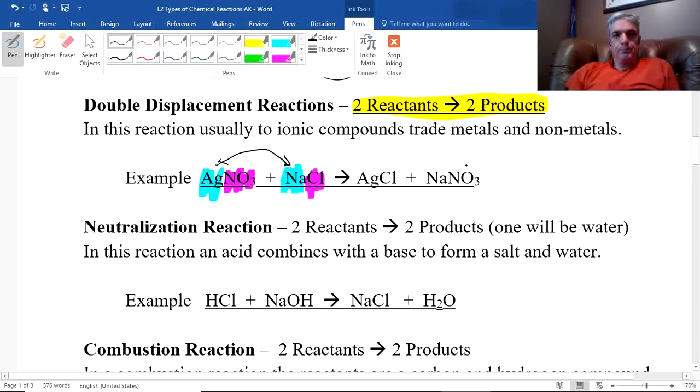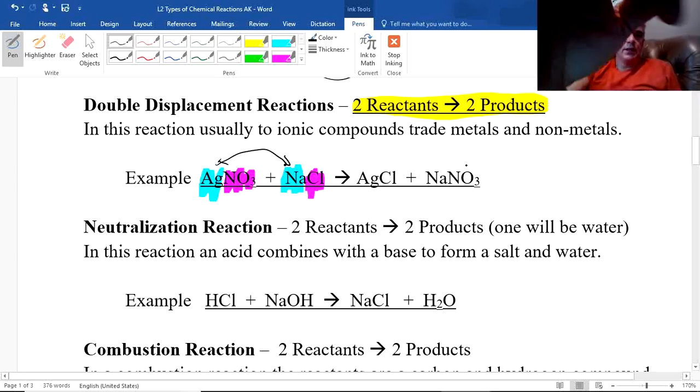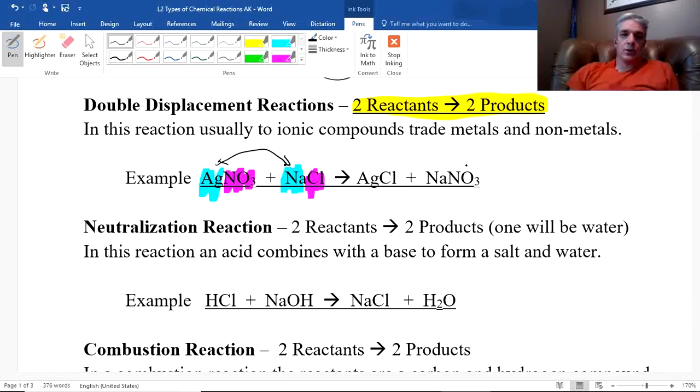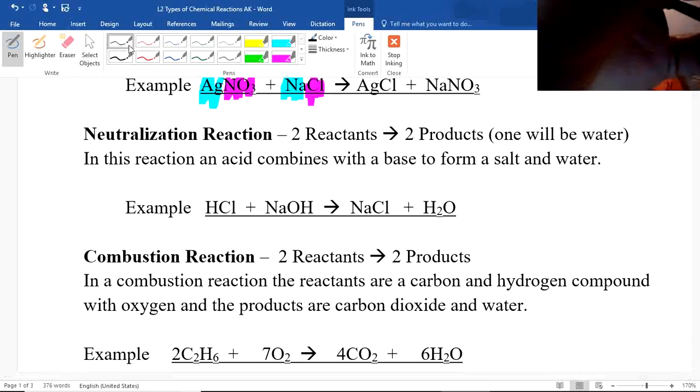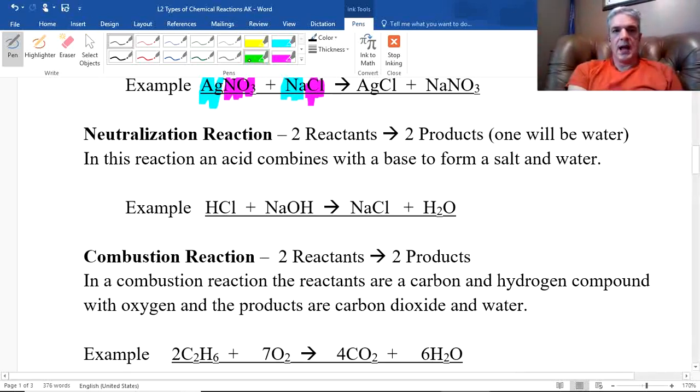If we're going to do the next type of reaction, that's four of them, it is a neutralization reaction. And in a neutralization reaction, okay, we have two reactants again, and two products.